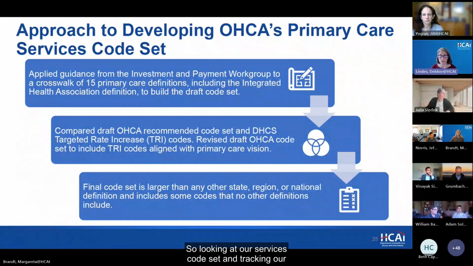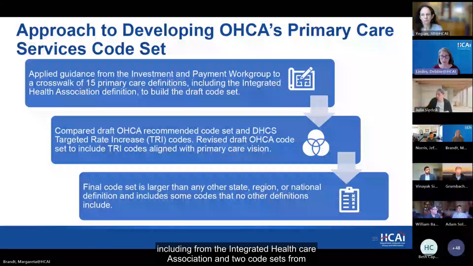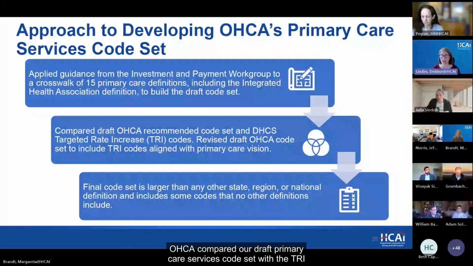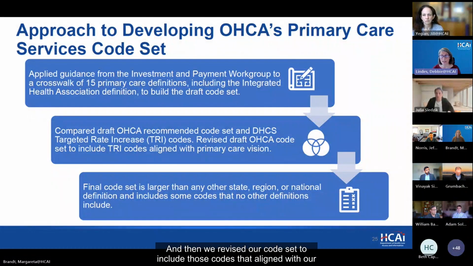Looking at our services code set and tracking our process in developing this, we initially started with applying your guidance to a crosswalk of 15 state and national primary care definitions. The crosswalk contains 13 code sets from state agencies and nonprofits, including from the Integrated Healthcare Association, and 2 code sets from national efforts. Then, in light of publication of service codes that DHCS has deemed eligible for targeted rate increases, OHCA compared our draft primary care services code set with the TRI codes. And then we revised our code set to include those codes that aligned with our primary care vision. I'll discuss that a little bit in the next slide.